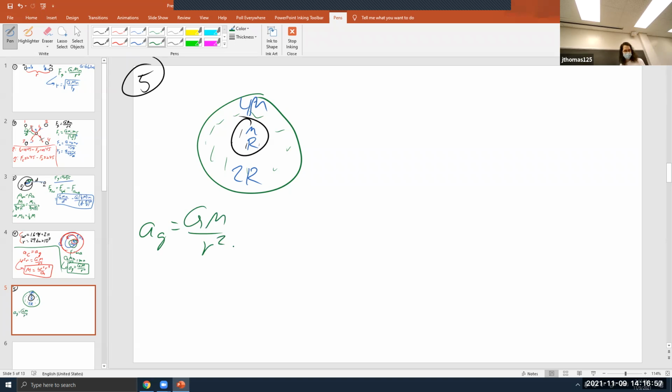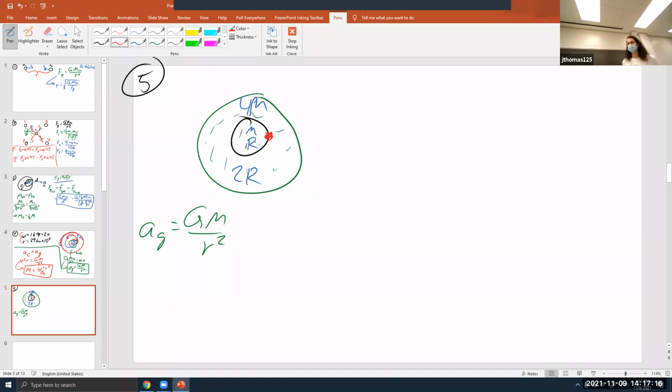Now, what they're actually going to ask us to find is the acceleration due to gravity at two different points. The first one, the more interesting one, I think, is the acceleration due to gravity at a point that is a distance r from the center. In other words, at the very edge of the core, before you go into the mantle, what is the acceleration due to gravity right there?